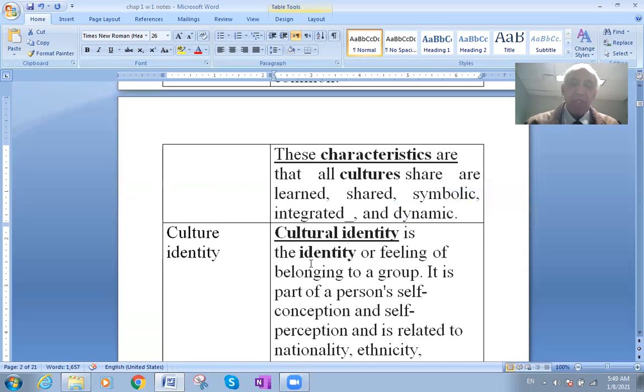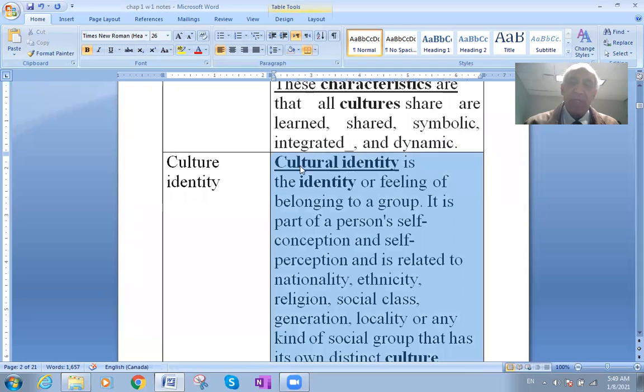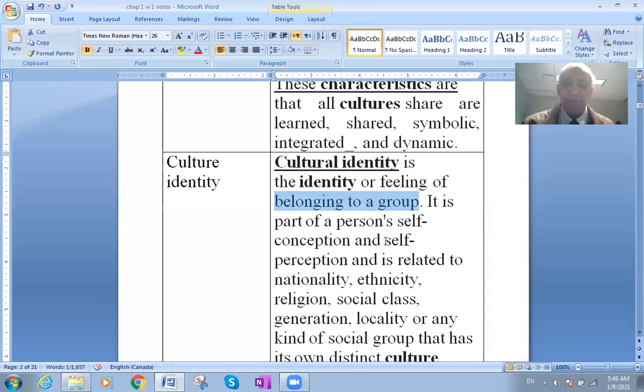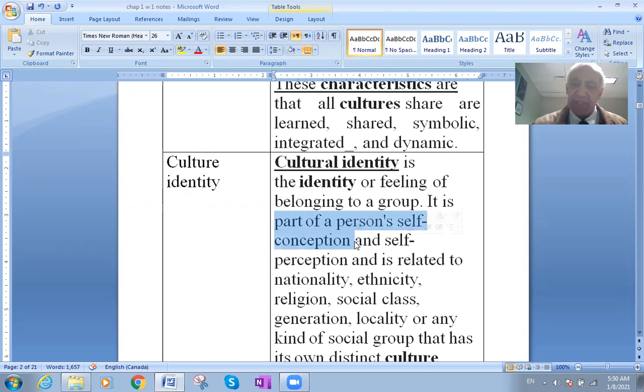Okay, let's go now to what we call cultural identity. Cultural identity. What is cultural identity? It is the identity of feeling of belonging to a group of people. That is the first point. So cultural identity is the feeling of belonging to a group of people. It is a part of a person's self-conception and self-perception.